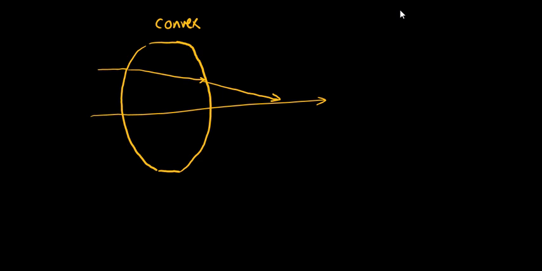Okay, so we're carrying on talking about refraction and lenses. So we have our convex lens here, which is fatter in the middle than it is on the edges. And we can see that the light has refracted in this downward direction at this location and also at this location.